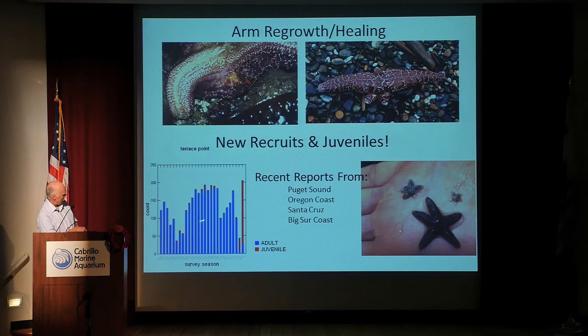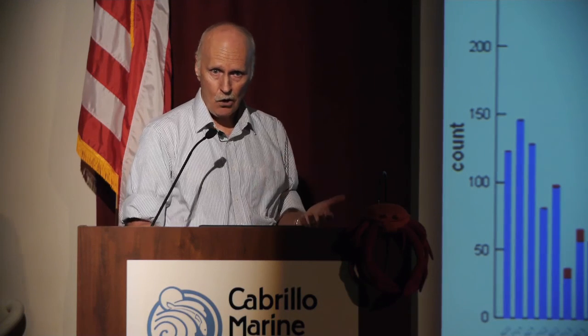So down here in the corner is a graph from one site in Central California. In blue is the abundance of adults, and in red is the abundance of juveniles. And you can see throughout many, many survey seasons, there were very few juveniles found and lots of adults. And then what happened is all the adult Seastars dropped out, but we started to see lots and lots of juvenile Seastars. And so there's some hope.